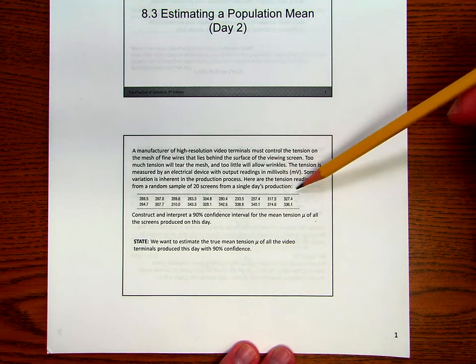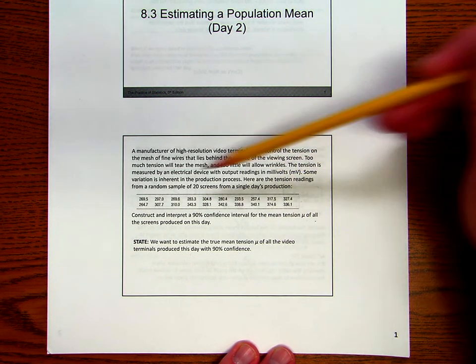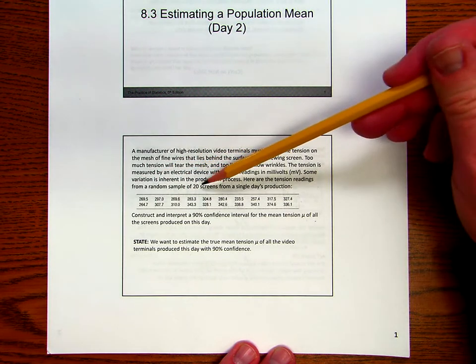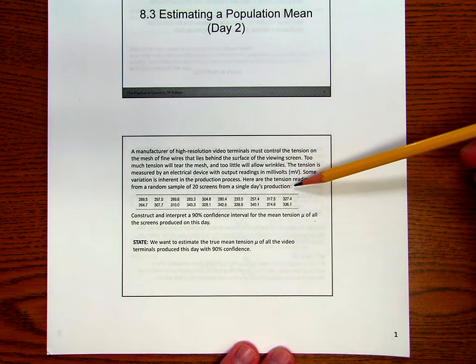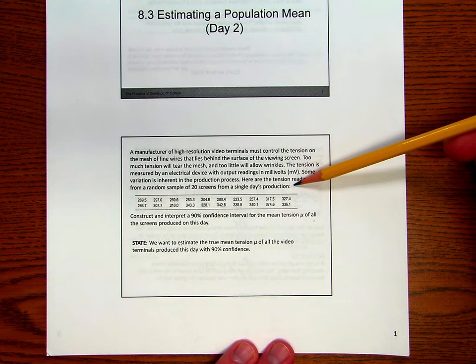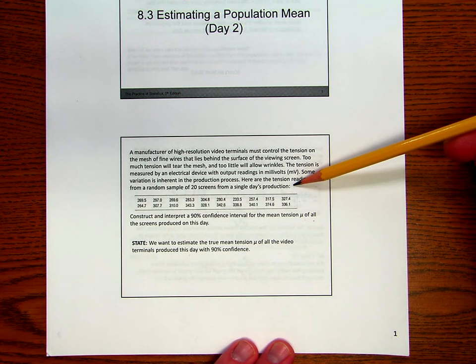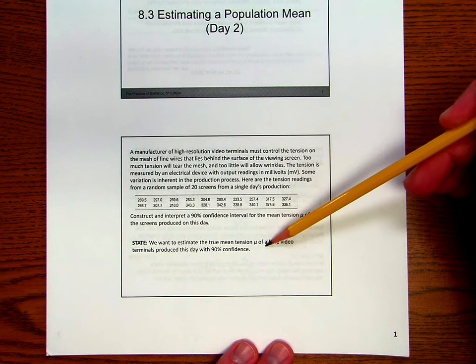I just want to double check up here in terms of the wording. Here are the tension readings from a random sample of 20 screens from a single day's production. Like we talked about many times in this class, we can't make a statement that extrapolates beyond what we sampled from. So if we only have a sample from a single day's production, we can only make a statement about a single day's production.